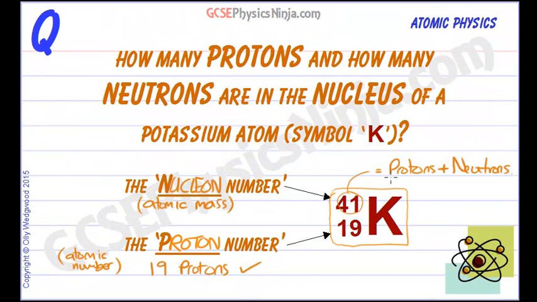So in the nucleus of a potassium atom, we have 19 protons, and we have 41 minus 19, which equals 22 neutrons. And you can do that for any atom or any nucleus. To work out the number of neutrons, just subtract the small number from the big number.